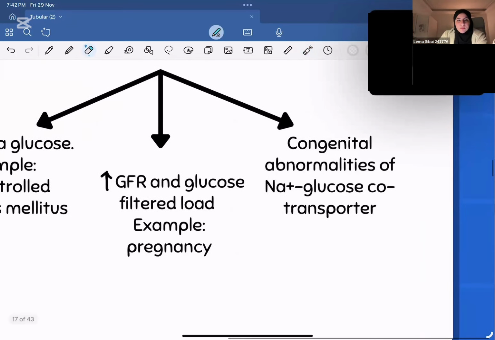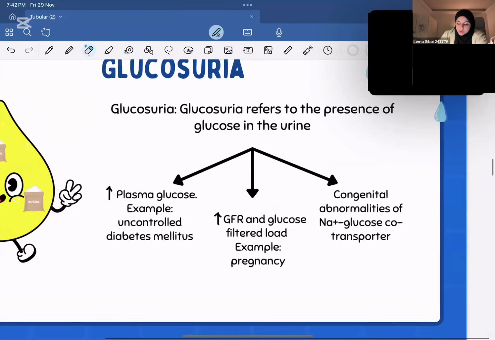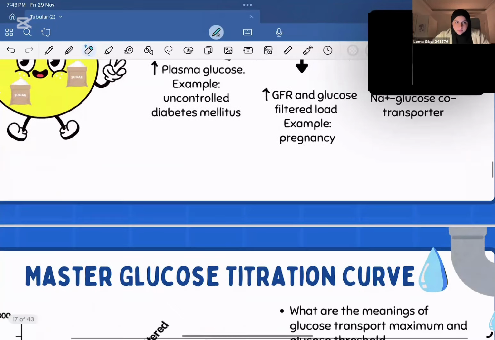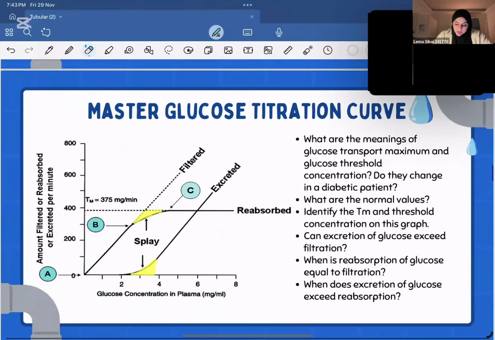And the last cause of glucosuria is congenital abnormalities. This is specifically talking about the channels on the nephron. If there's something wrong with your channels, then you can't effectively reabsorb glucose back into the blood. This is when you'd have glucose in your urine, because you don't have the channels to effectively reabsorb it back into the blood. Is this understood? Okay, I'll move on.